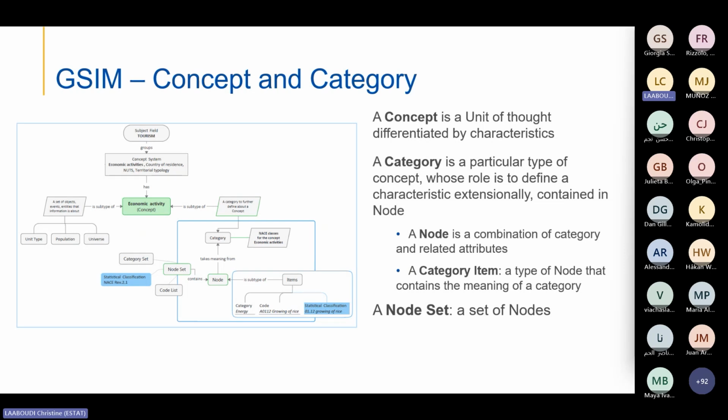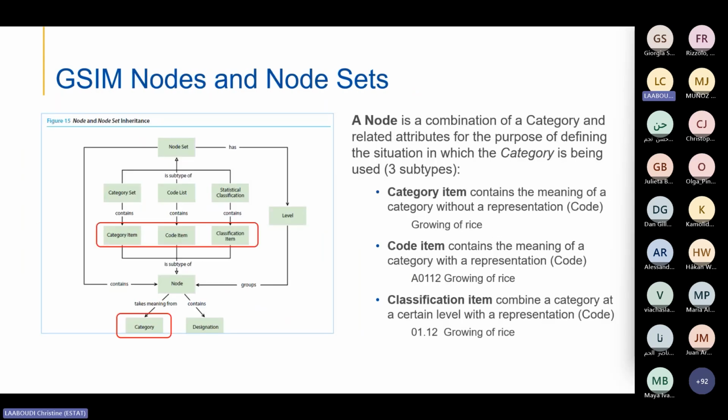So we have three ways in which a category can be used. So it can be used as a node, and the node can be a category in a node set, so a category set, or a code in a node set called a code list, or a classification item in a node set called a statistical classification. So yes, this is a screenshot from the GSIM user manual.